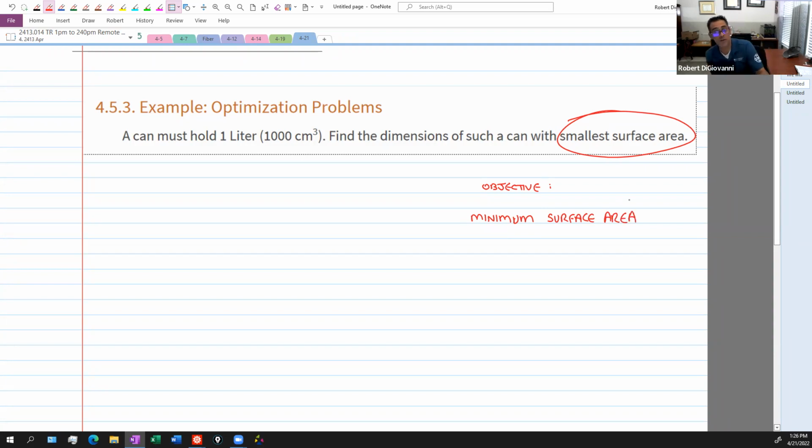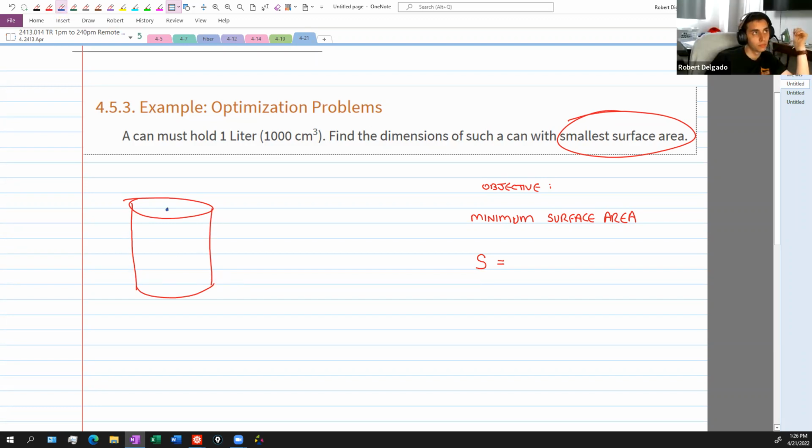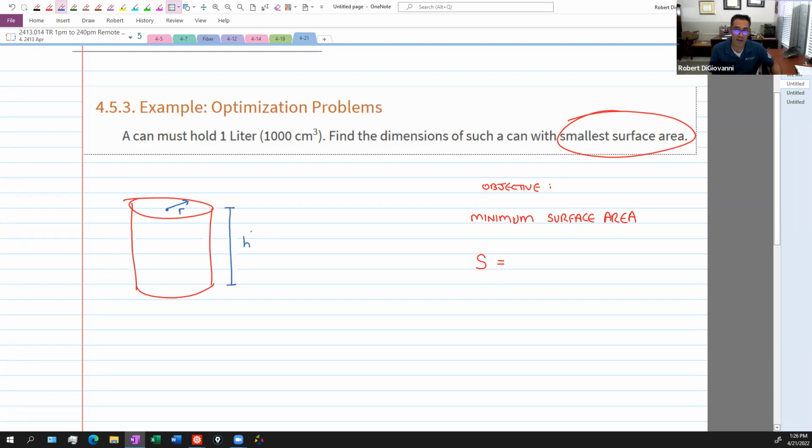So we need a formula for the surface area of a can. Now I'm just going to put S for surface area. What is the surface area of a can? Well, we need to draw a can. So what is the surface area of this? Well, we would need to know the radius of this can. And we would need to know the height of the can. If those two things were given to us, then we should be able to find the surface area. Does anyone know the surface area formula for a can?